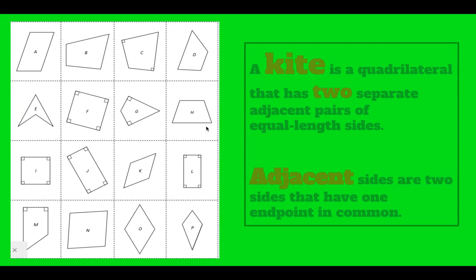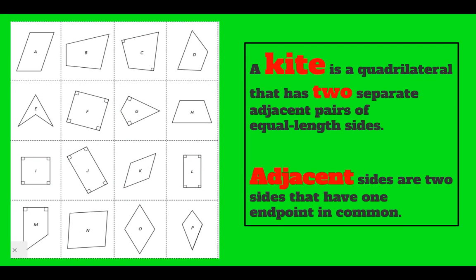Okay, so let's look at these shapes again. So now we have another shape I want to talk about. It's a kite. A kite is a quadrilateral that has two separate adjacent pairs of equal length sides.